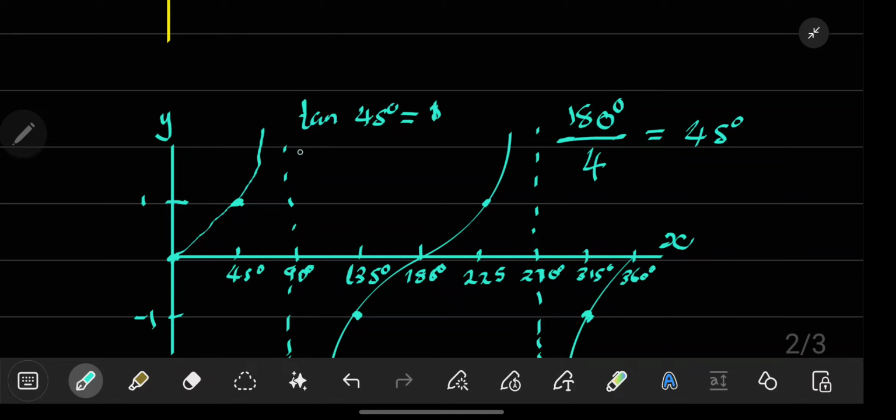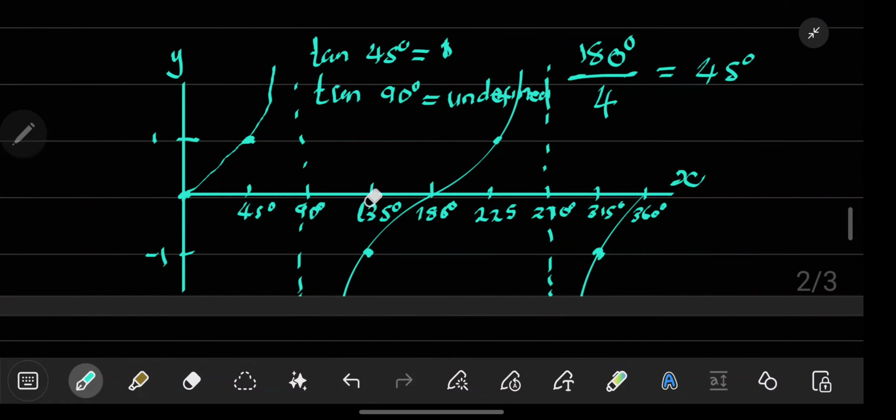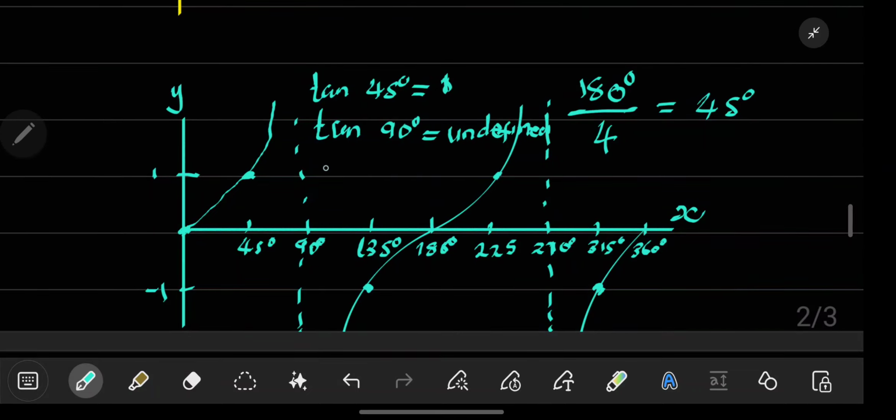What about tangent 90 degrees? It's here. Undefined, ne? Or error. Right? And then what about 135? 135 is here. -1. Yes. Tan 135 degrees, it is -1. Ne? What about 180? 0.